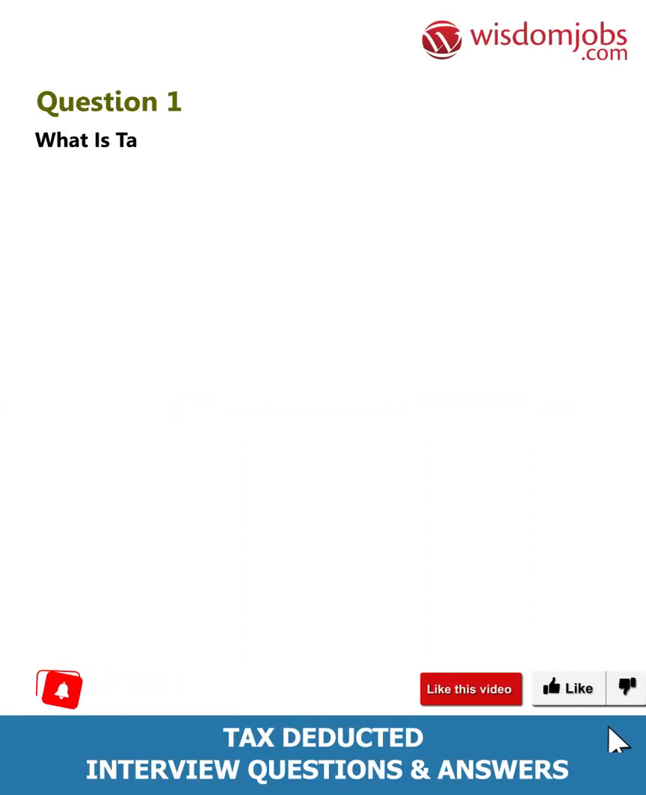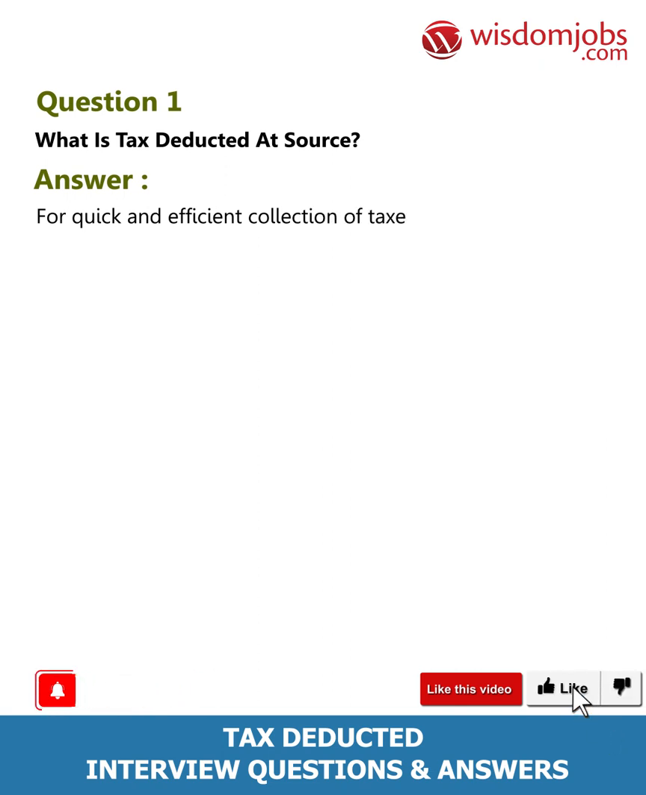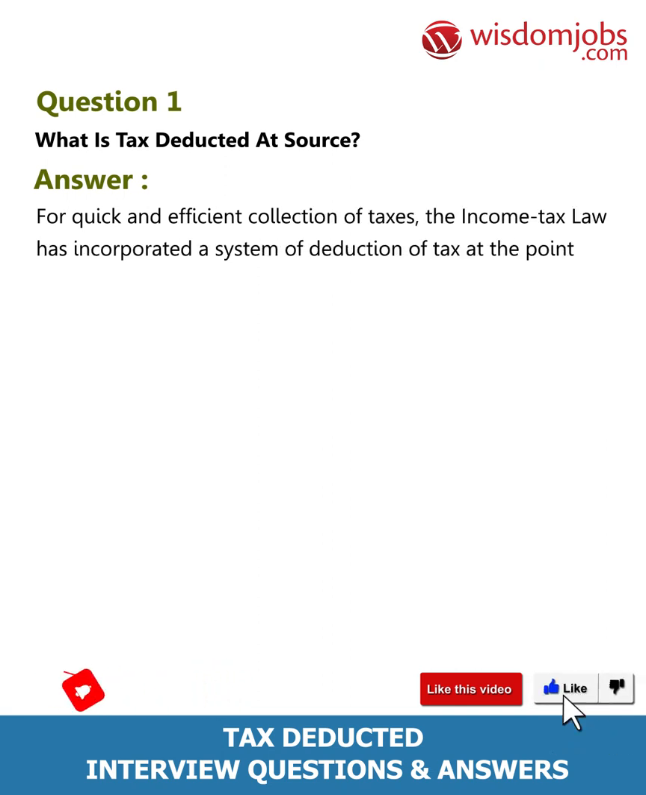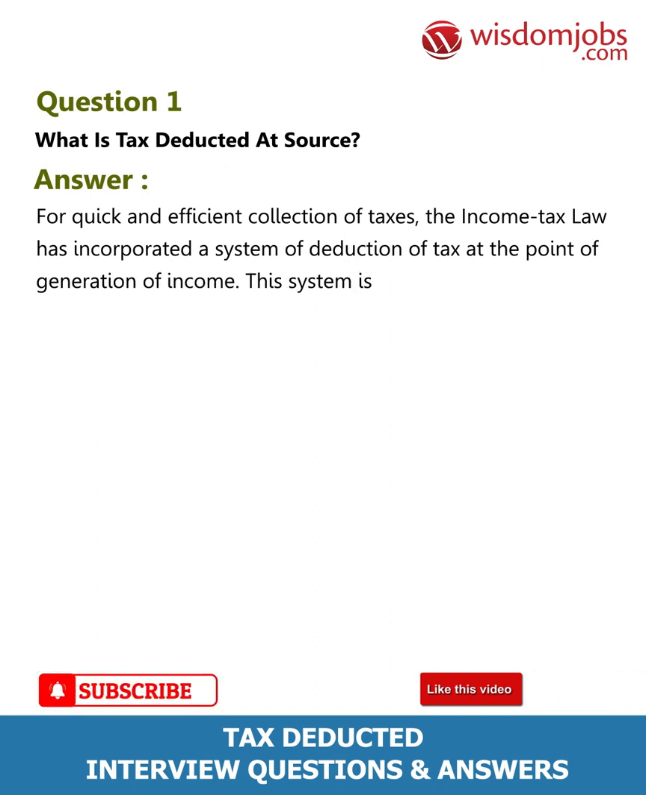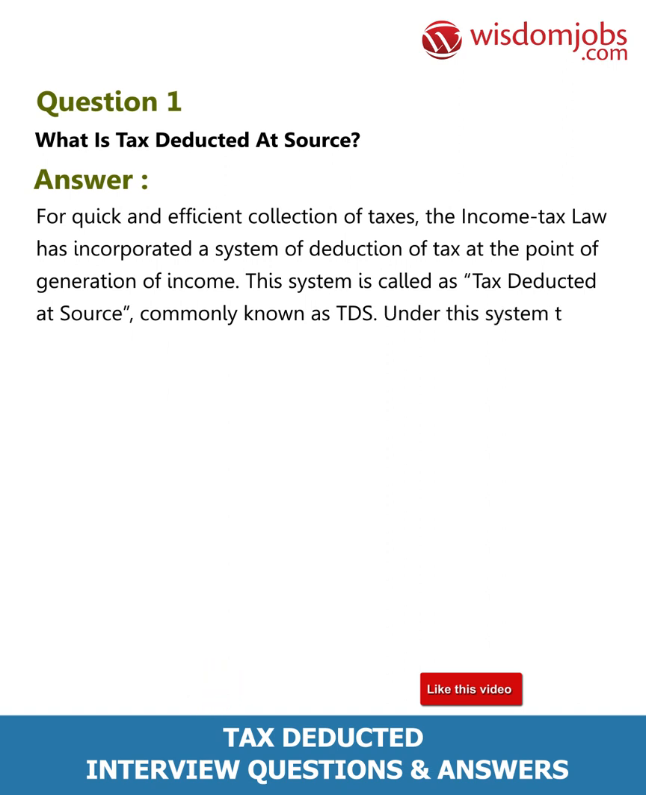Question 1. What is tax deducted at source? Answer. For quick and efficient collection of taxes, the income tax law has incorporated a system of deduction of tax at the point of generation of income. This system is called tax deducted at source, commonly known as TDS.